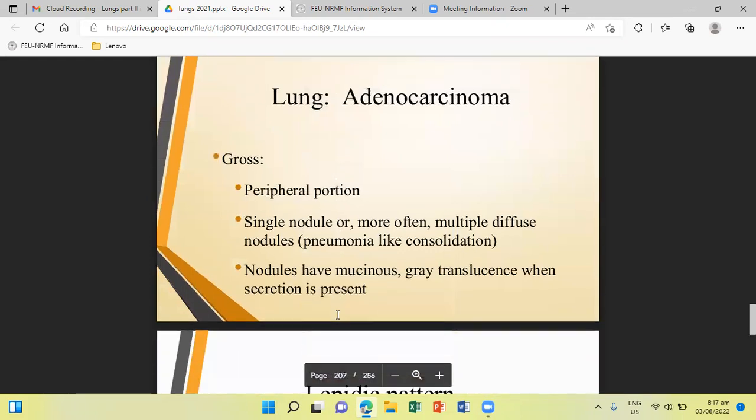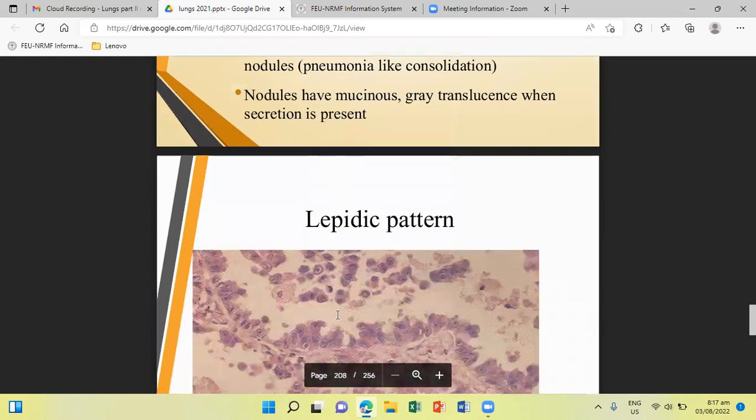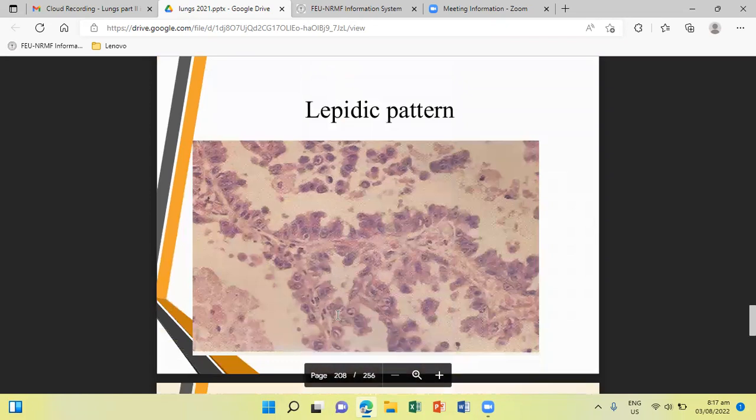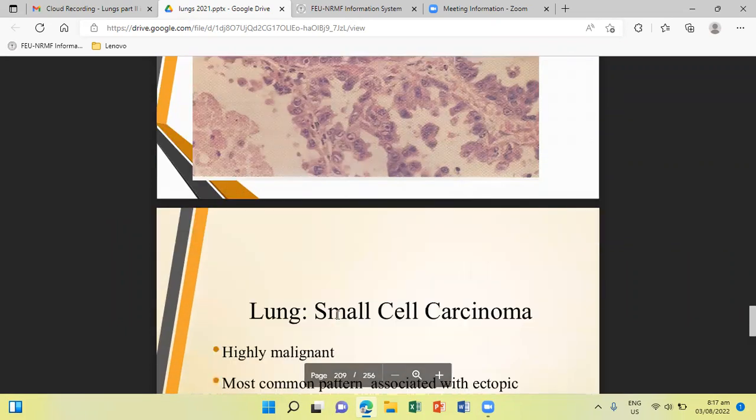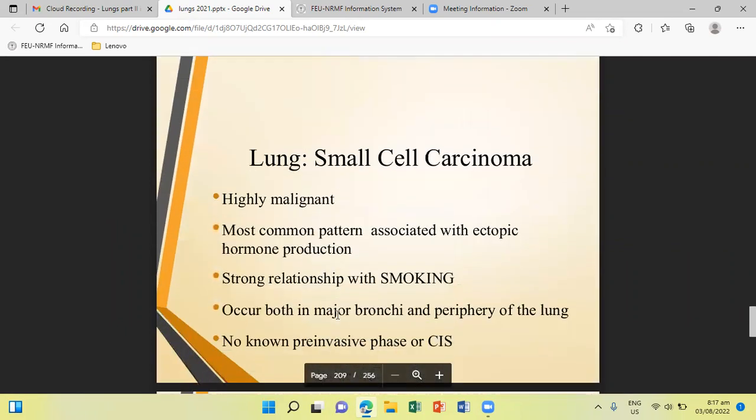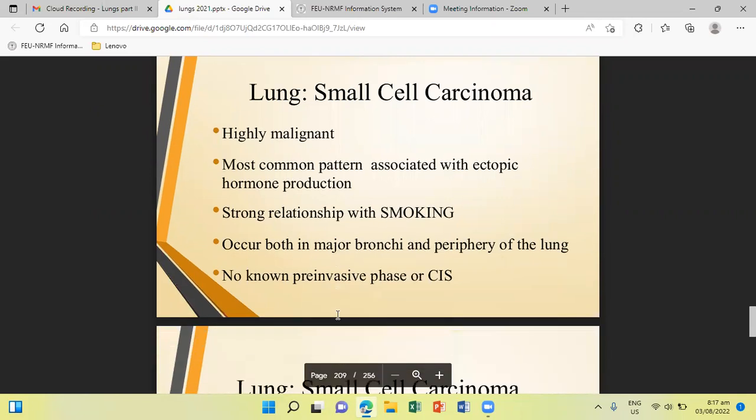So again, this is peripheral, and usually they are nodules. Sometimes they try to line the alveolar walls, and this is what we call the lepidic pattern. Another common type is small cell. As I said a while ago, it's very important to determine small cell or non-small cell.